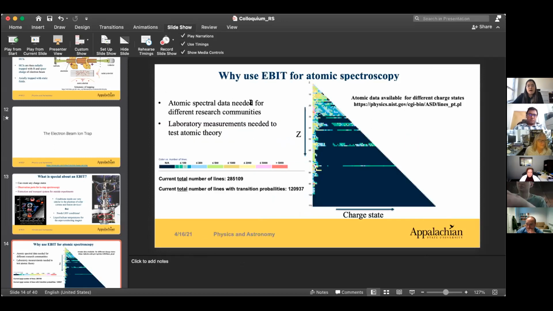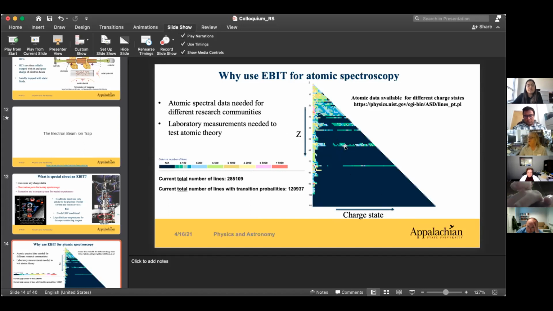Coming back to why we want to use EBIT for spectroscopy, I like to show this plot. This triangle is showing you the atomic number on the x-axis and the charge state on the y-axis. The color code tells you that dark blue is where there is no data available, and as you go through the different colors, there is more and more data available. So you can see there's a huge section where there's no data.